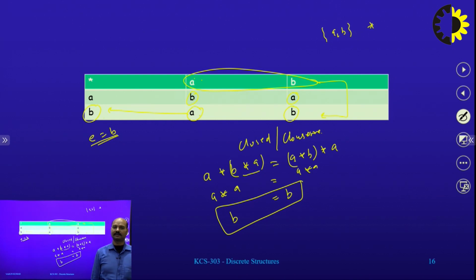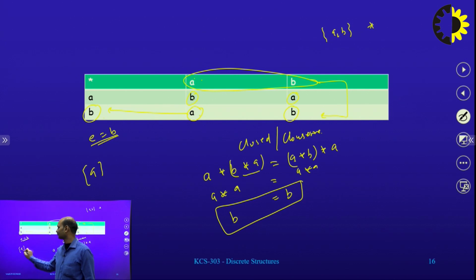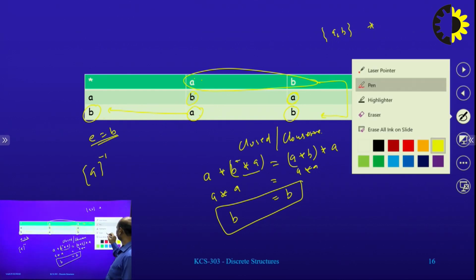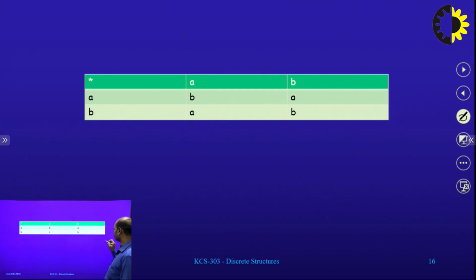And the fourth property is the inverse property. So we have to compute the inverse of A. What is the inverse of A? We check the row and where the identity element is. Okay, we erase some. Then we calculate.